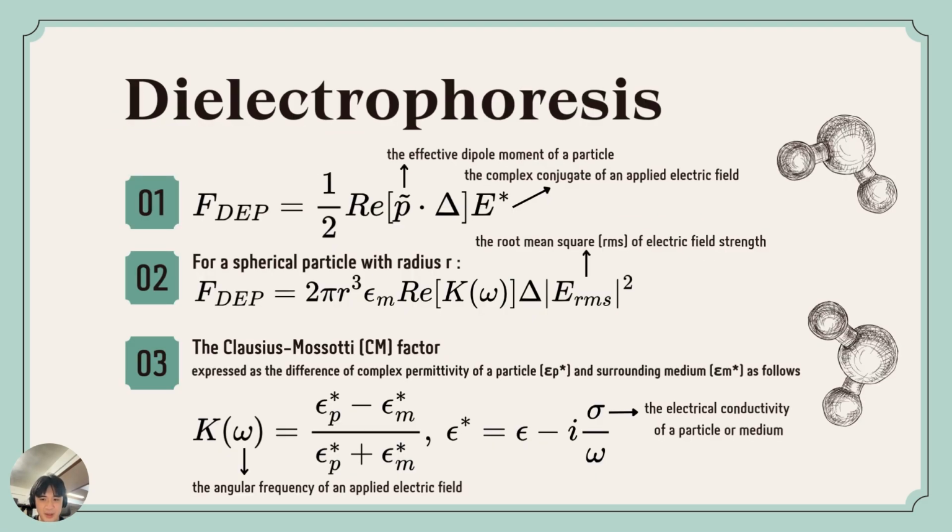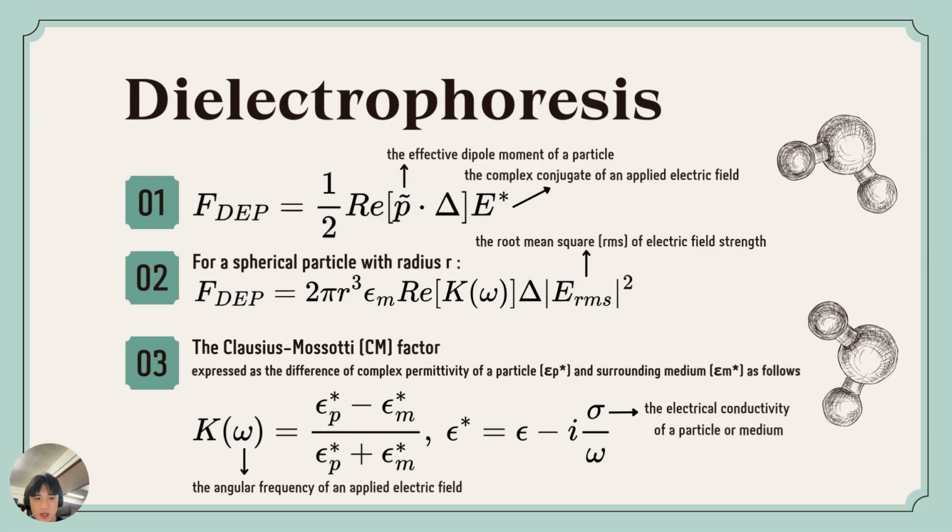The relative DEP force is generally expressed in the time average manner using the following equation. And for a spherical particle with radius r, the equation is written in the following form, where epsilon m is the absolute electrical permittivity of the suspending medium, and K of omega is the CM factor.